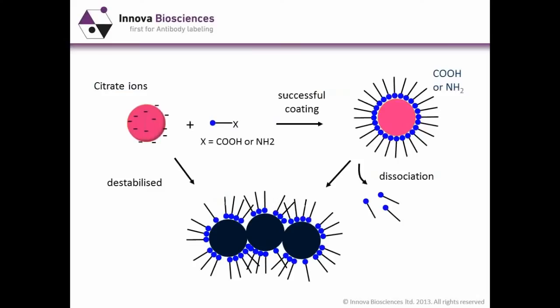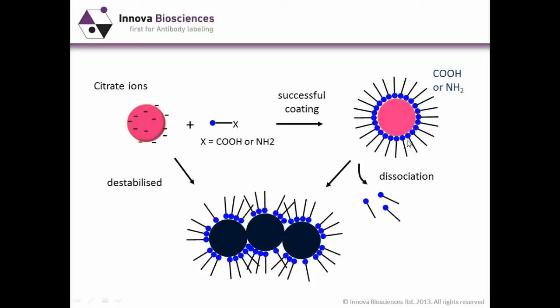Now, this sort of approach can be used to coat nanoparticles to introduce functional groups, say carboxyl or amine, which are very useful for bioconjugation purposes. Gold nanoparticles tend to come coated with citrate ions, which stabilize the colloid, and if we use this type of molecule, this would represent a successful coating with essentially the gold metal shielded by these head groups.